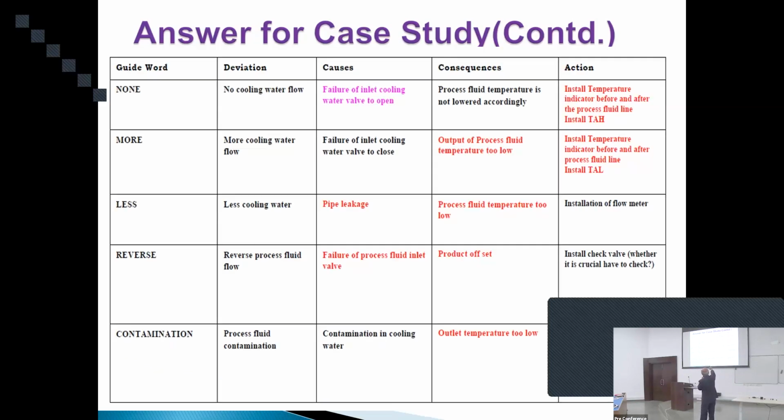Failure of inlet cooling water valve: install temperature indicator before and after the process fluid line. Install TAH, temperature alarm high. Proper maintenance, operator alert, contamination. These are the various ways the sheet is filled up, and the sheet's actions are finally taken up and implemented so that your safety improves further. Am I clear? This is the most important aspect of this HAZOP. That's all. Thank you very much.